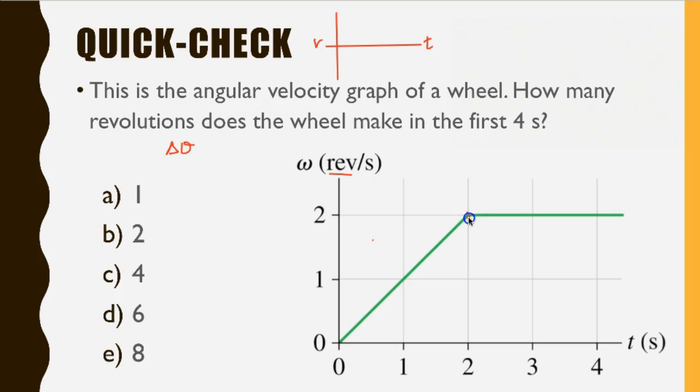For this, I'm going to divide this into a triangle and a rectangle. The area of this first portion is 1/2 the base times the height. So 2 revolutions here: 1/2 the base is 1 times the height is 2. And here we have the area of a rectangle, which is 4, and so I get that the object undergoes 6 revolutions in the first 4 seconds.